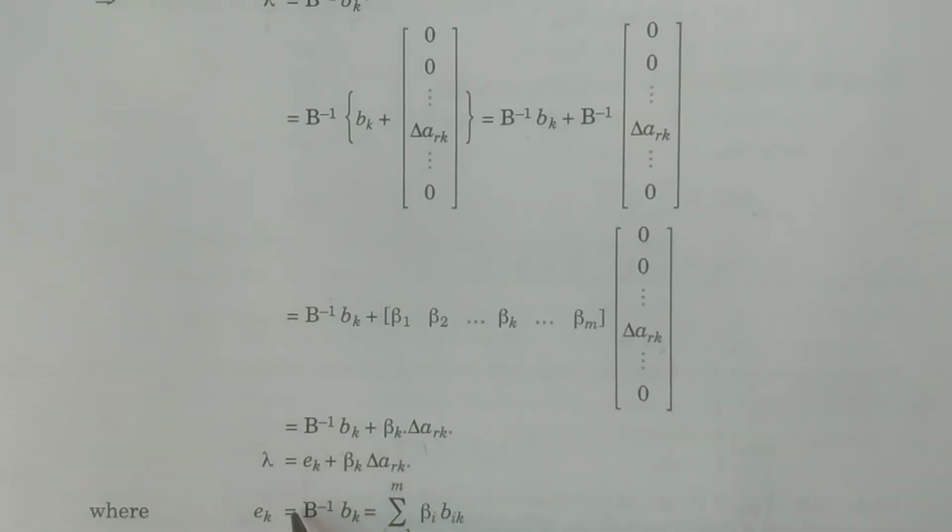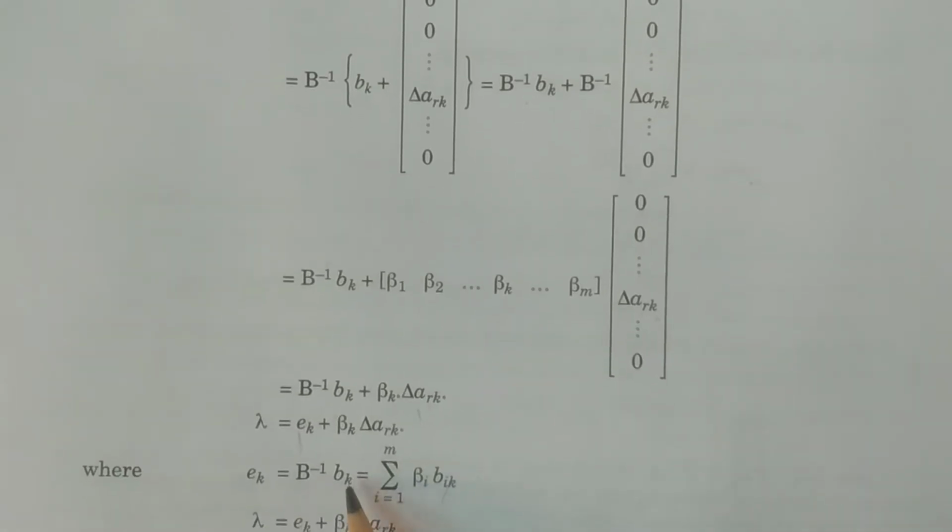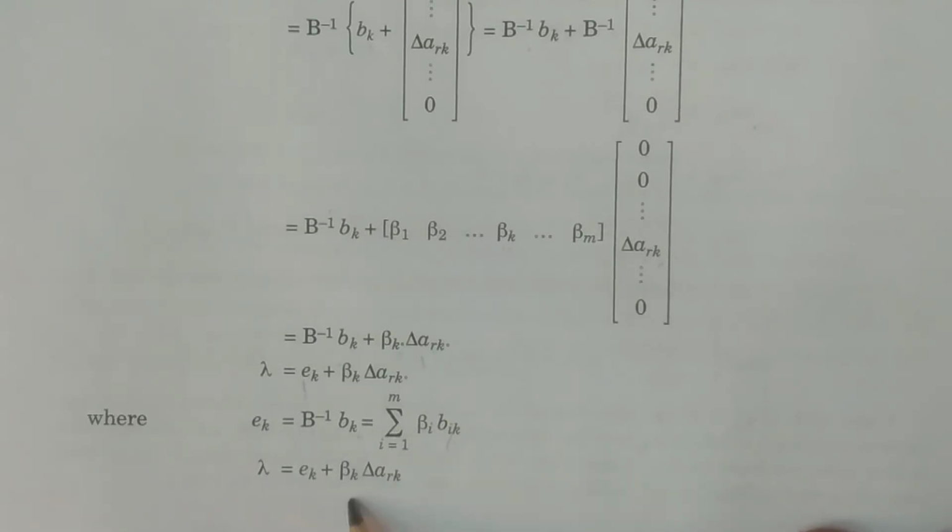Okay, and then now you have to consider lambda. Therefore lambda is equal to B inverse bk. We can write this with an identity matrix, considering ek. ek is equal to B inverse into bk, which gives you beta i, that is the vector beta 1, beta 2, beta m, multiplied by bik, i equal to 1 to m. Right, bik, the values here b1k, b2k and so on. And therefore lambda is equal to ek plus beta k into delta rk. You remember this: lambda is equal to ek plus beta k into delta rk.